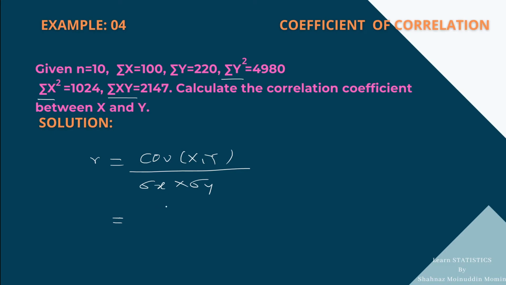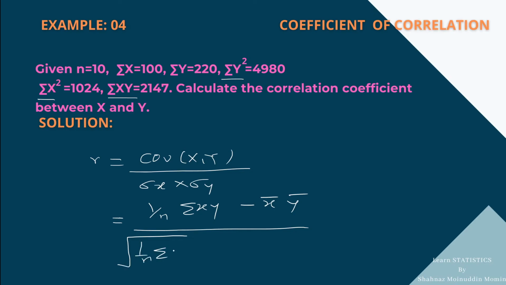Now I will write the formula for covariance, sigma x and sigma y. Then it is 1 upon n summation x into y minus x bar into y bar, divided by under root 1 upon n summation x square minus x bar square. This is the formula for sigma x, standard deviation of x, and sigma y is under root 1 upon n summation y square minus y bar square.